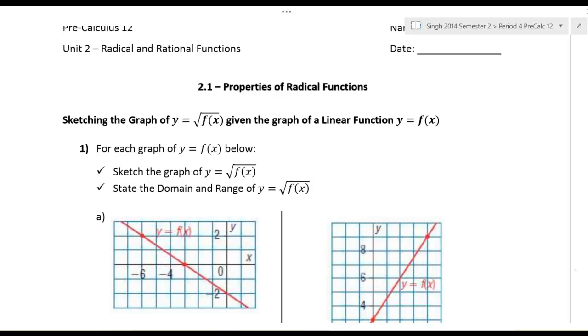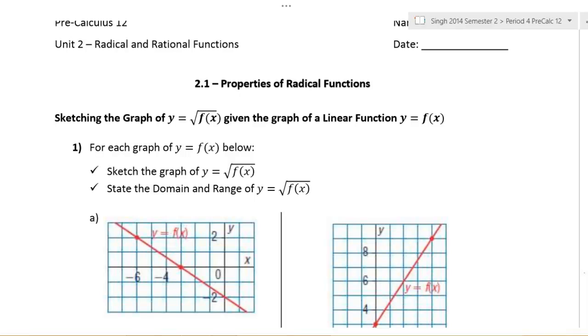Hi folks, welcome to chapter 2. In this chapter we're going to be looking at radical and rational functions. Our first lesson today is properties of radical functions. We're going to take a look at some radical functions and see what some of their properties are.